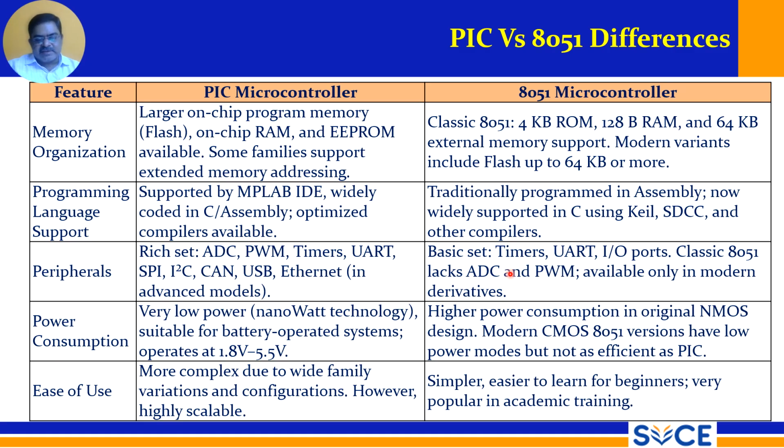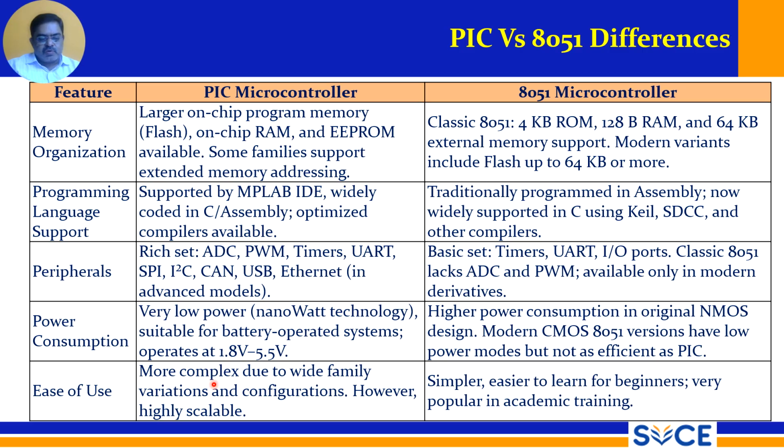The 8051 supports only a basic set: timers, UART, IO ports. In the classic 8051, ADC and PWM are available only in modern derivatives. And power consumption in PIC is very low, nanowatt technology, suitable for battery operated systems, operating at 1.8 volts to 5.5 volts, whereas the 8051 has higher power consumption in the original NMOS design. Modern CMOS 8051 versions have low power modes but not as efficient as PIC. So that is another drawback with 8051.